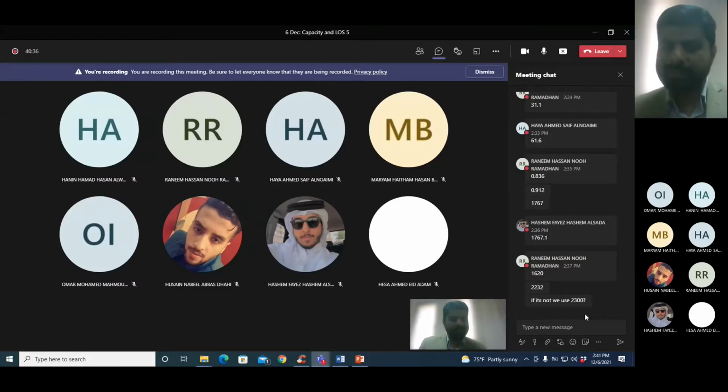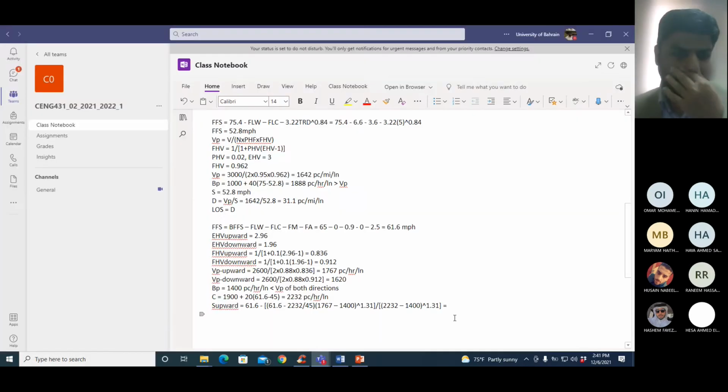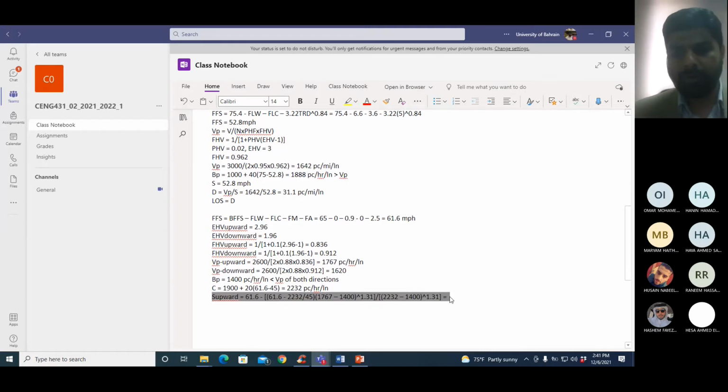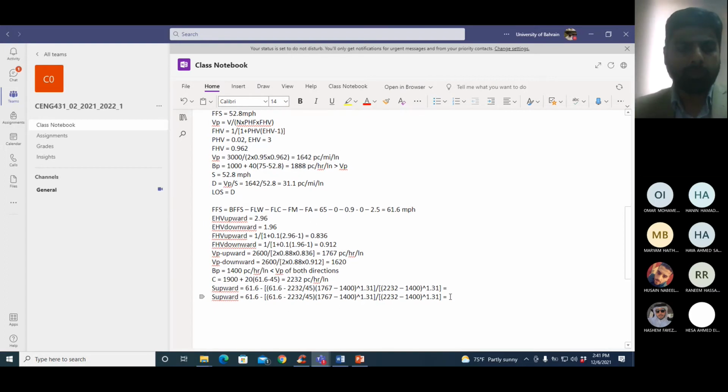If it is not less than 2300, you will use 2300. If the capacity is not less than 2300 for multi-lane highways, you will use 2300 as capacity. So C will become 2300 if the calculated value is more than 2300. So that gives the speed for the upward direction, with upward gradient, and then for the downward gradient as well.